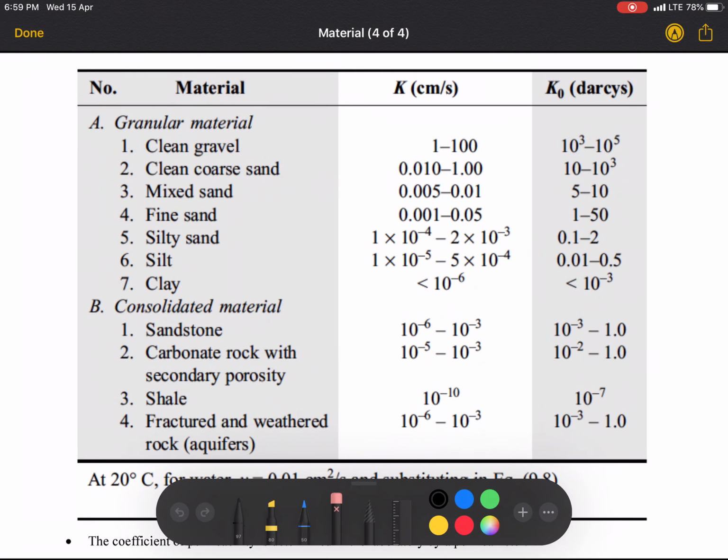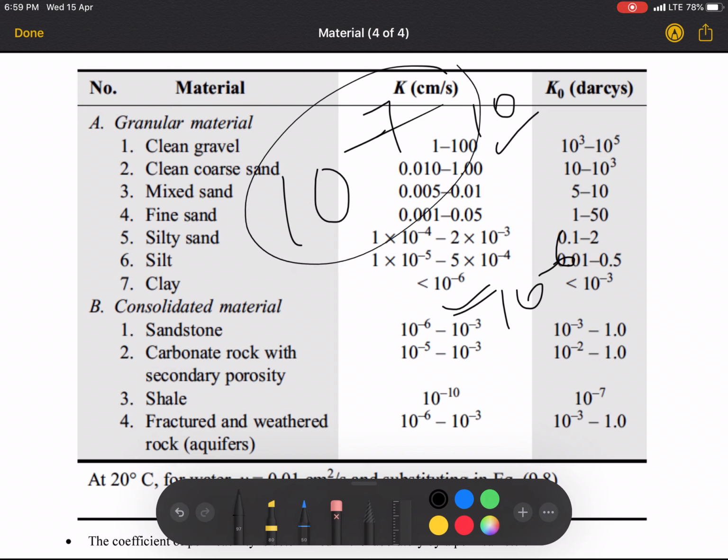Here you can see this is 1 to 100 centimeter per second. As we are moving from gravel to clay, you can see the difference is, let us say this is 10, and this, let us say, is 10 to the minus 6. So the difference is 10 to the power minus 7. This difference is very, very huge actually. That's why clay is termed as impermeable as compared to sand. Actually permeable is also a relative term, and impermeable is also a relative term. As compared to silt, clay is not that much impermeable, but as compared to gravel or sand, clay is very much impermeable.